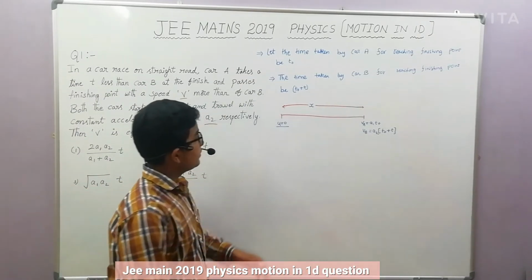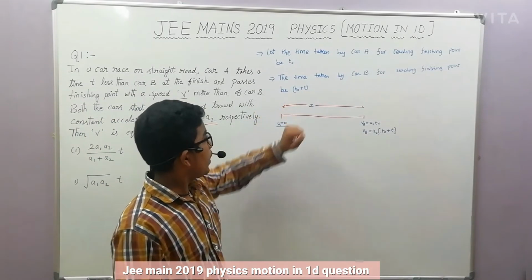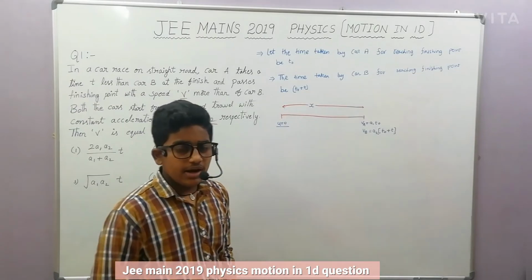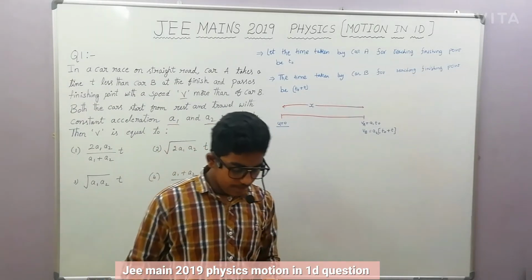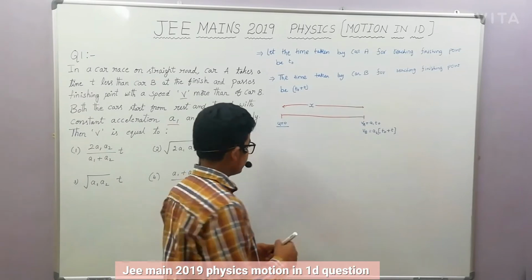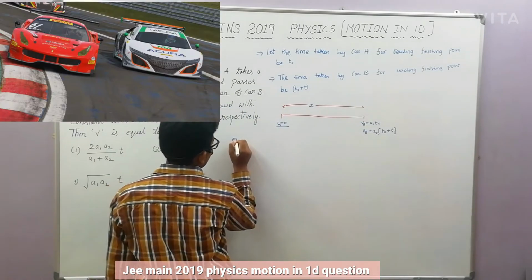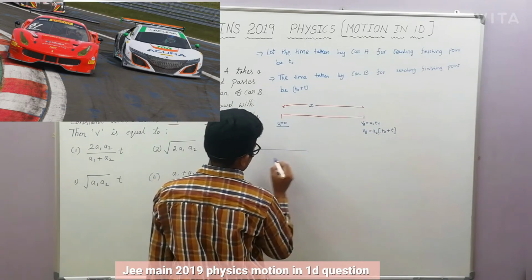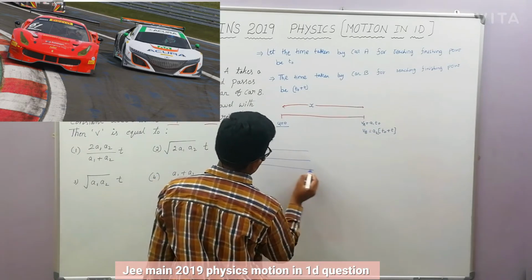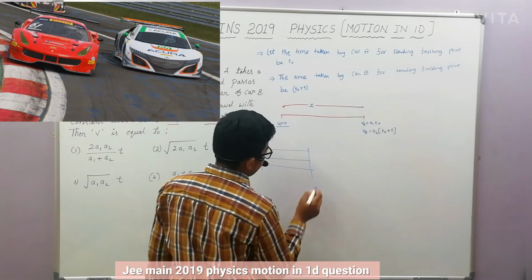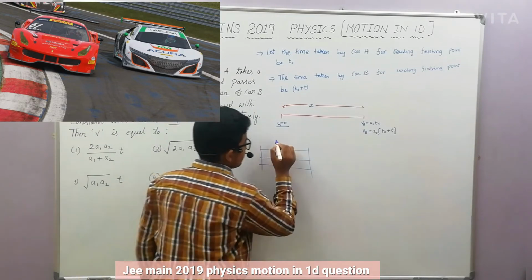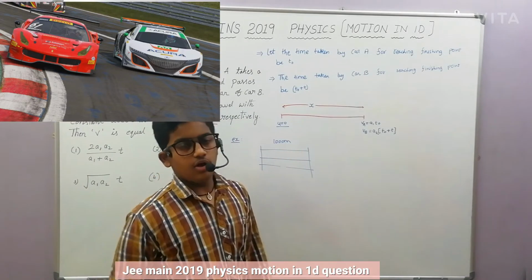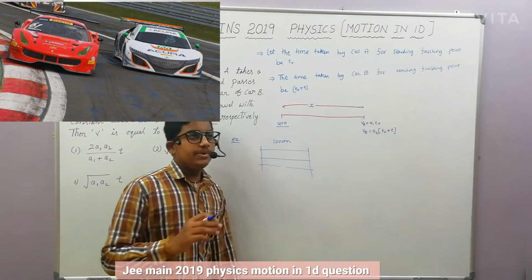I know that many of you didn't understand why I took the time taken by car B as t naught plus t. So let's understand this in a good manner with an example from our daily life. Suppose this is a 1000-meter race track on which two cars will be racing.